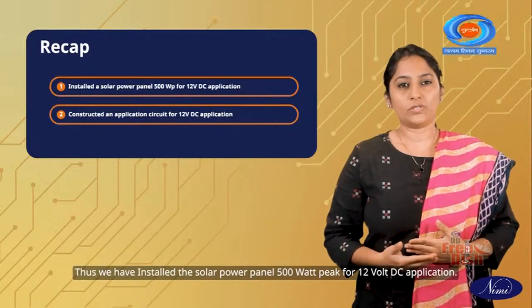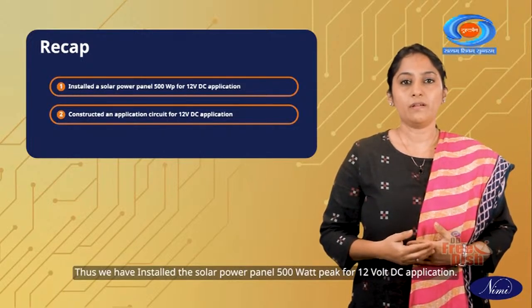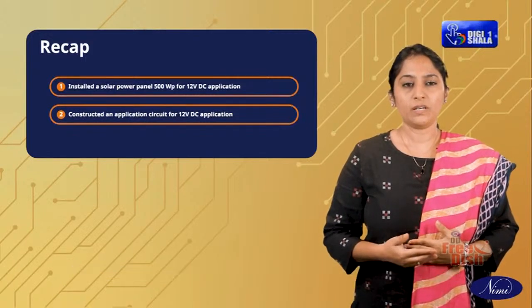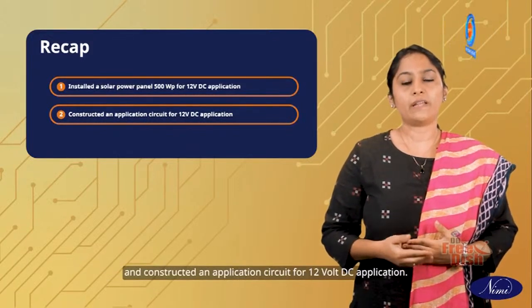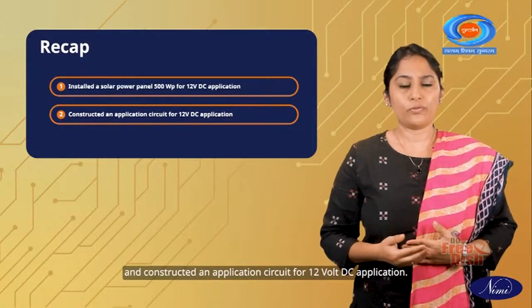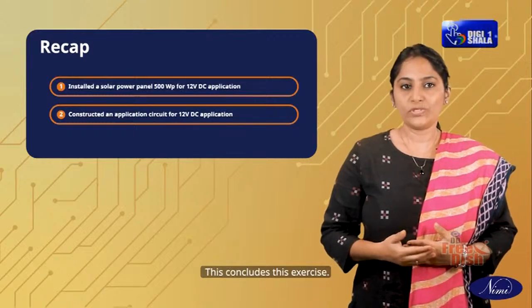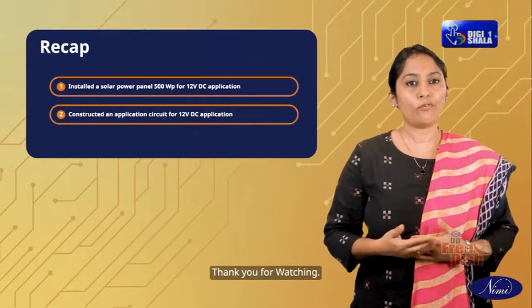Thus, we have installed the solar power panel, 500 watt peak, for 12 volt DC application and constructed an application circuit for 12 volt DC application. This concludes this exercise. Thank you for watching.